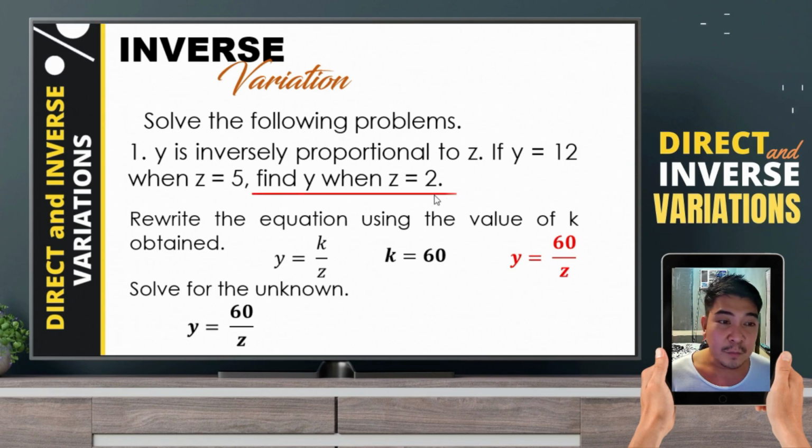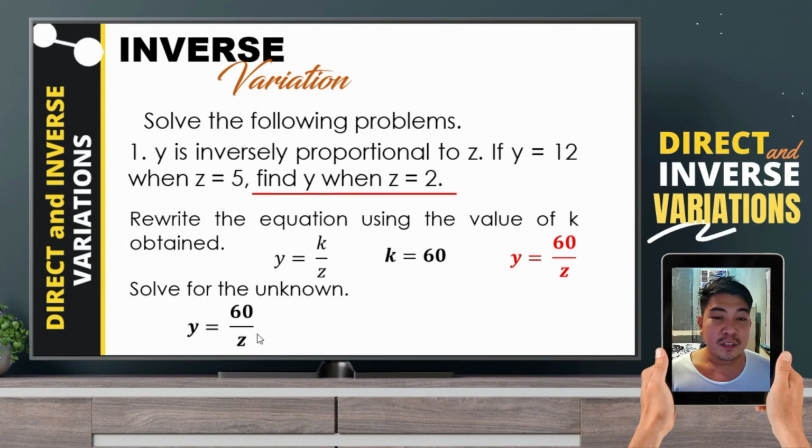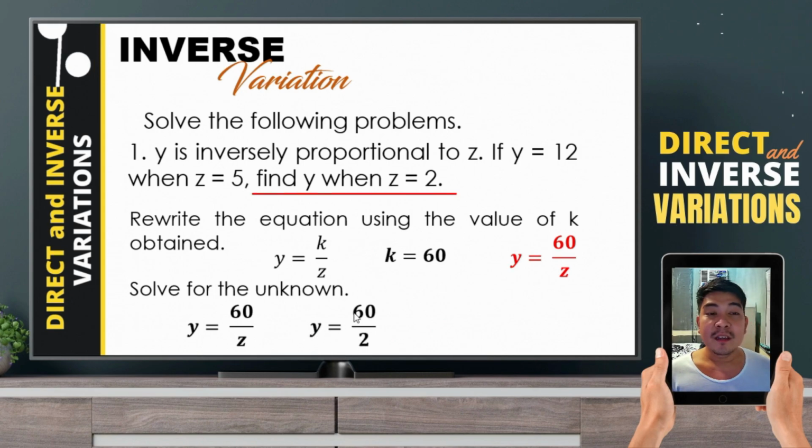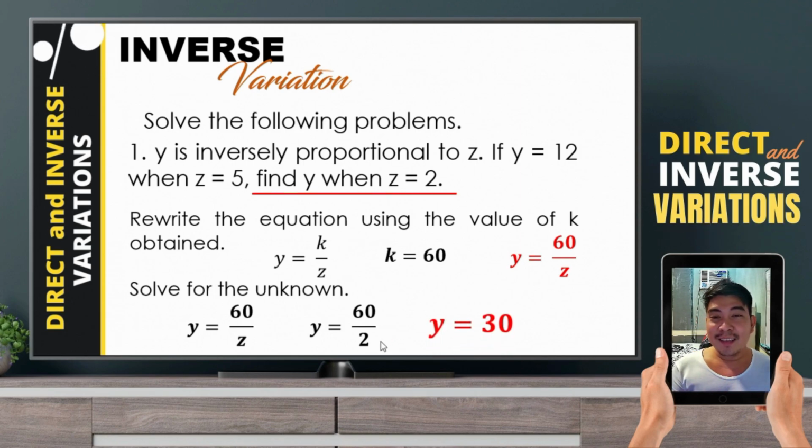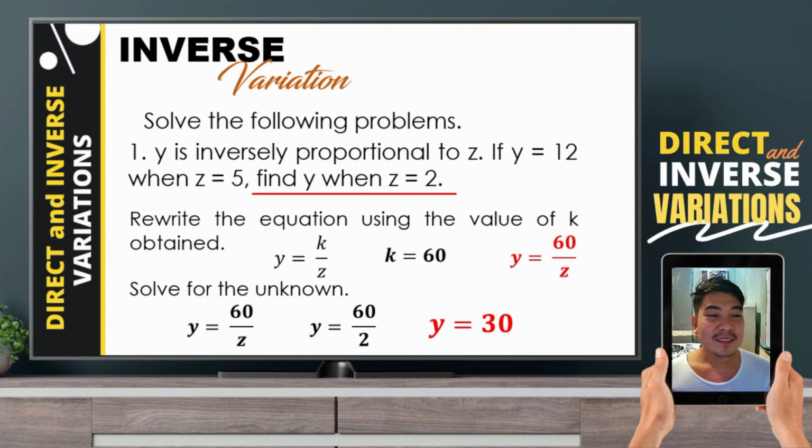When z is equal to 2. So, we just need to substitute z, which is equal to 2. So, we have y is equal to 60 over 2. 60 divided by 2, that will be 30. So therefore, y is equal to 30.